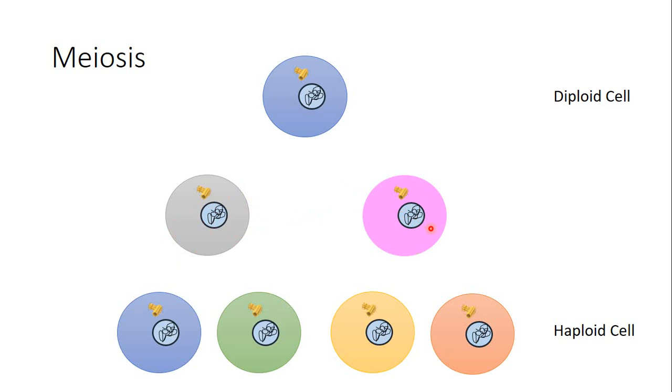And then when these 2 sister chromatids are separated, I will also get non-identical cells. And this is why from one diploid cell, I get 4 non-identical haploid cells, and these are the sperms and the ova. This is what happens in meiosis. This is everything I wanted to tell you about meiosis.